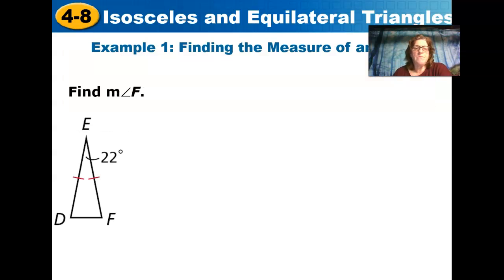Interesting. Okay, so take a look at this problem, put the video on pause, and tell me what you can come up with.